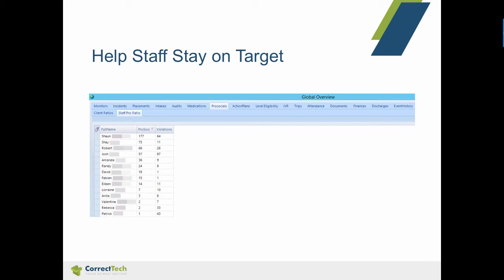So in order to help staff stay on target, we can also look at the pro-social ratio by staff member. So here we can look and see all of our different staff members, how many pro-socials they've written, and how many violations they've written, so that we can help staff to stay on target with writing more pro-socials and violations.